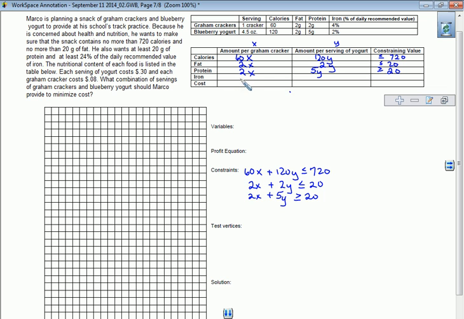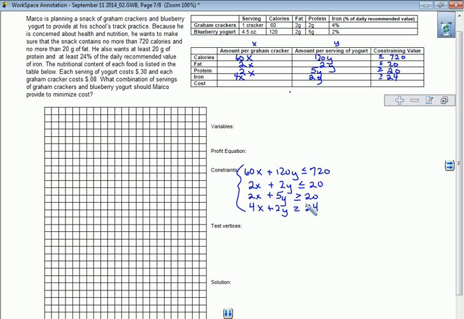Okay. Iron. I've got percent and percent, don't I? So since they're all in terms of percent, can I just drop the percent? Yes. So this would be 4X plus 2Y is greater than or equal to 24.